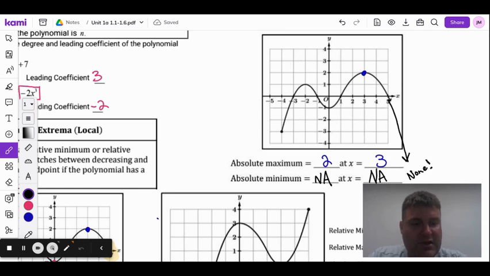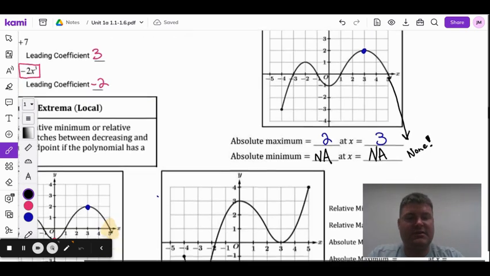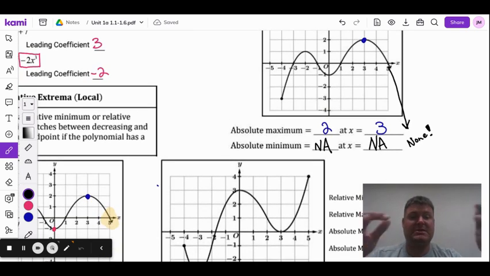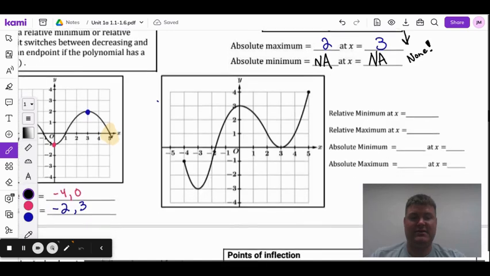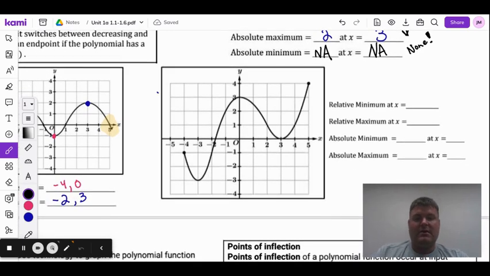Now, I'm sure what you're thinking, like, coach, what do we put on a test? Well, it won't be like, hey, label the absolute minimum or label the absolute maximum. It will be, is there one, and stuff like that. So don't worry about how it's being asked. Just understand that there is no absolute minimum because that arrow keeps going on forever and ever and ever.